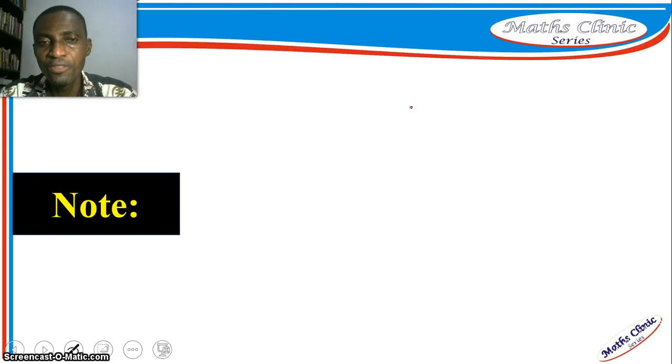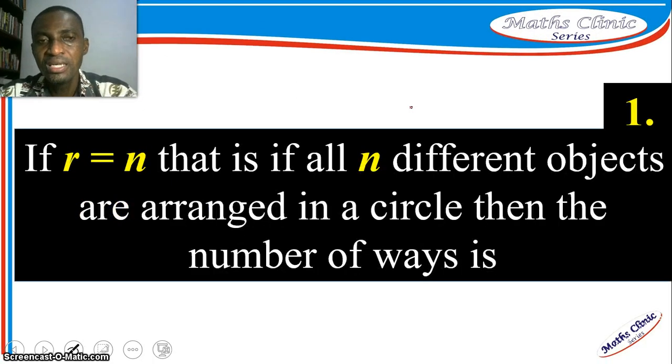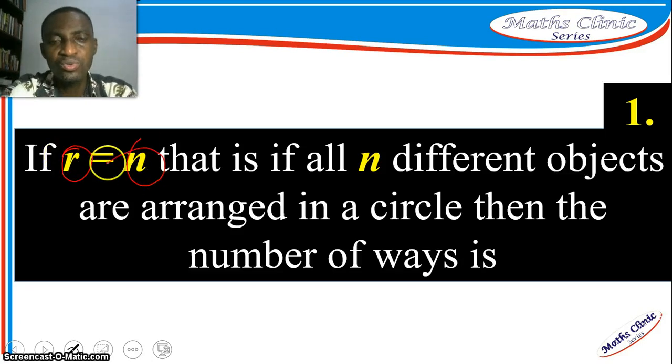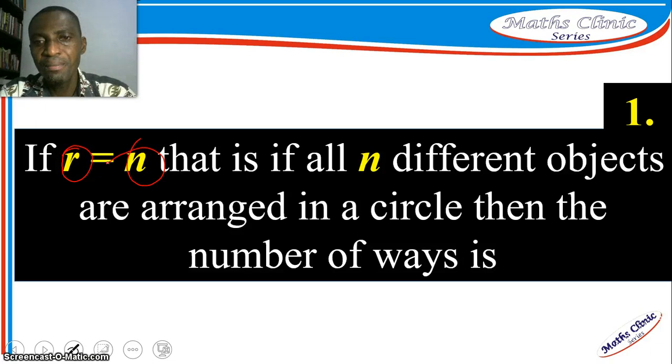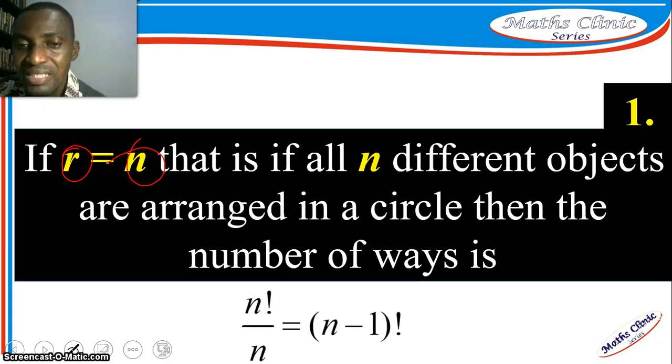So let's take note of the following information or equations, very important. If you are dealing with cyclic permutation and the number of items involved is n, and we are selecting all of them, then we are selecting r equal to n. For that matter, the formula will be n minus 1 factorial, which is the same as n factorial divided by n. Right, so that is the formula.